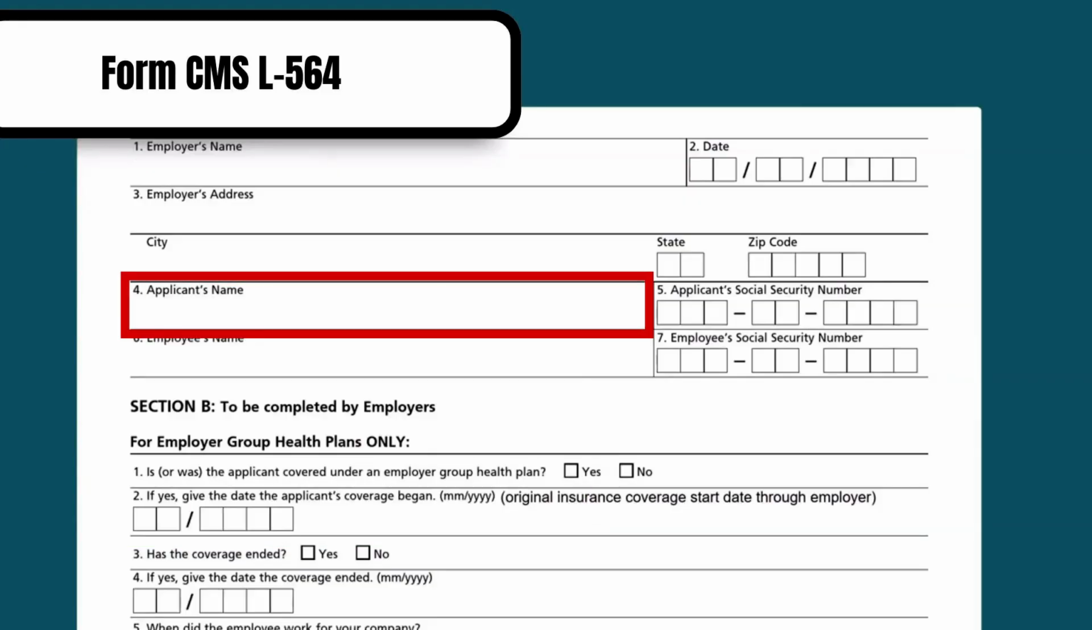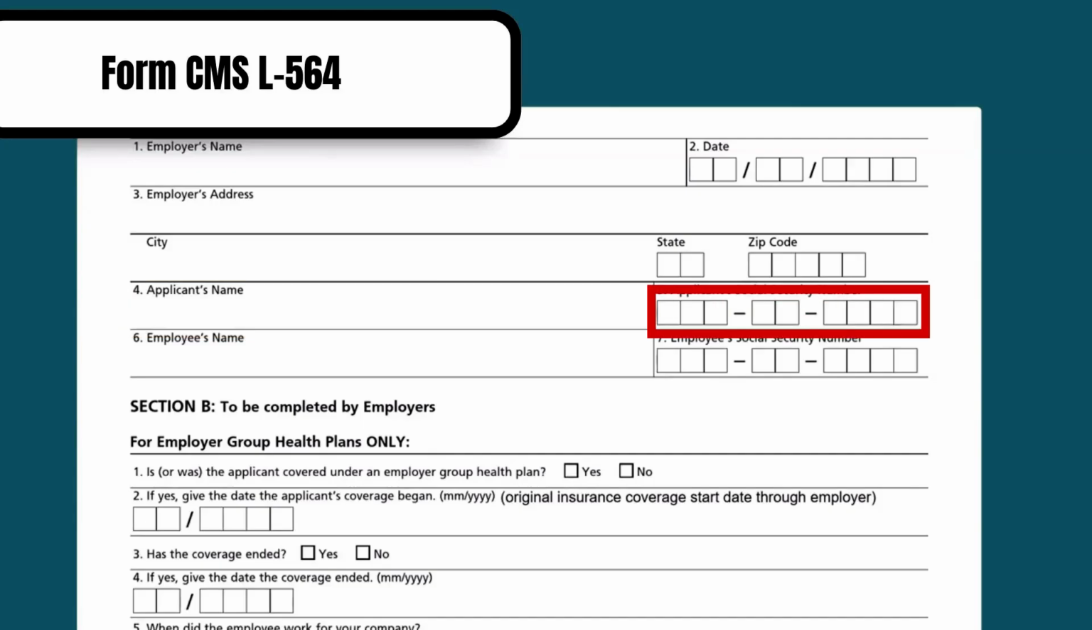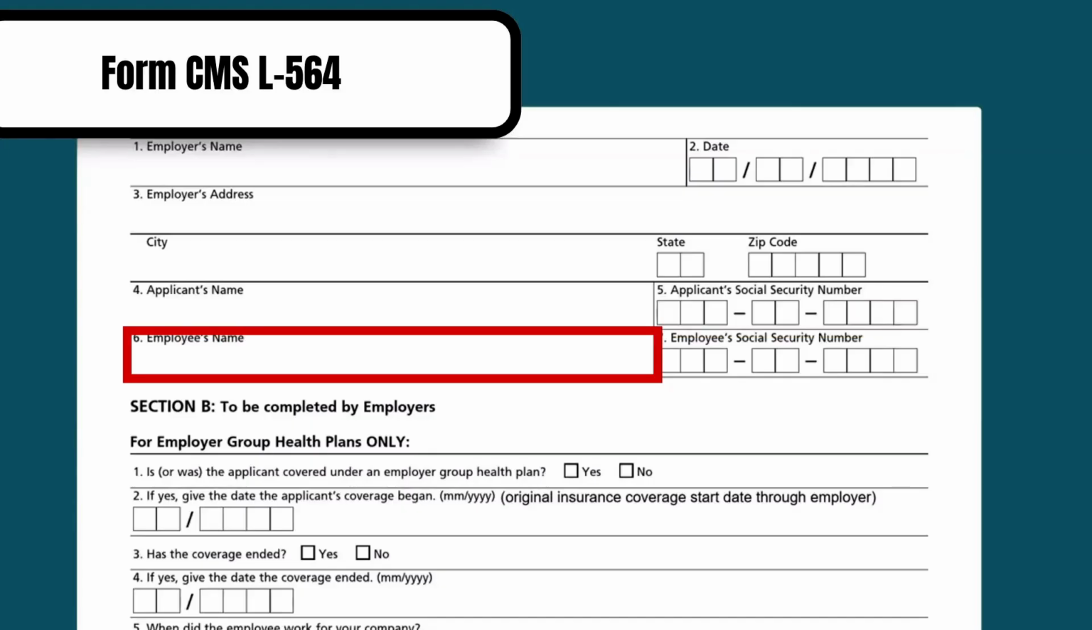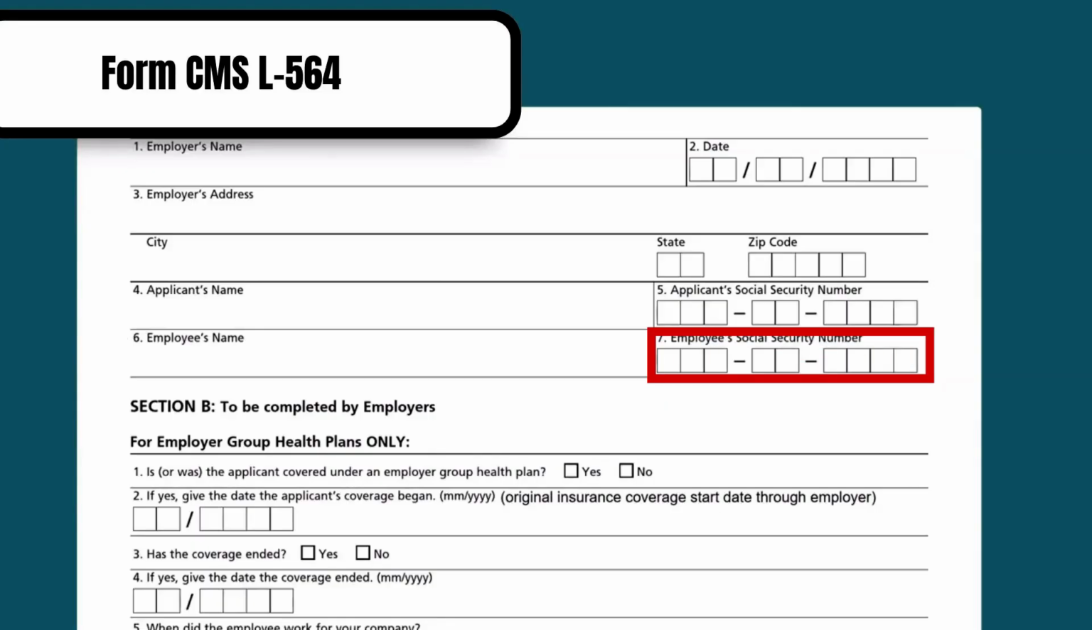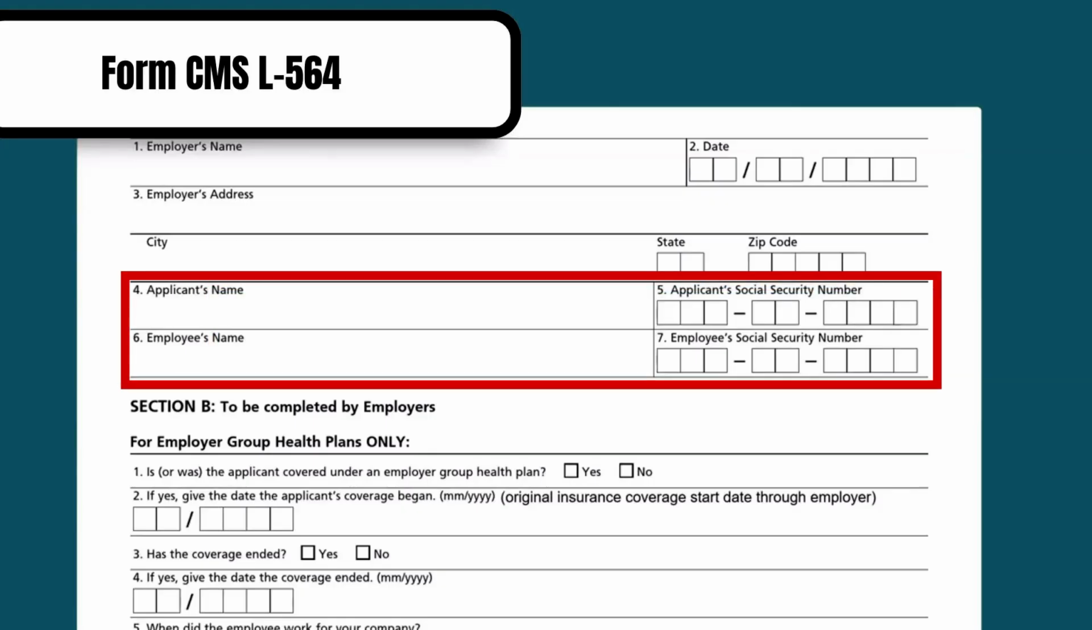Number 4 is the name of the person who is applying for Part B. And number 5 is that person's social security number. Number 6 is the name of the person whose employer is providing the group health coverage. And number 7 is that person's social security number. In the case where the working spouse whose employer is providing the group coverage is filling out this form, their name and social security number would be in both number 4 and 5 and number 6 and 7.